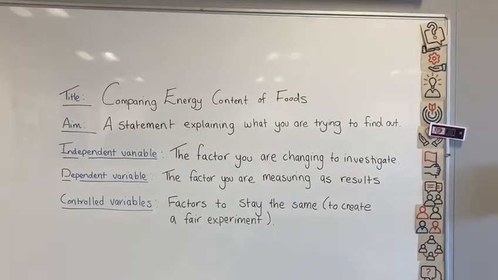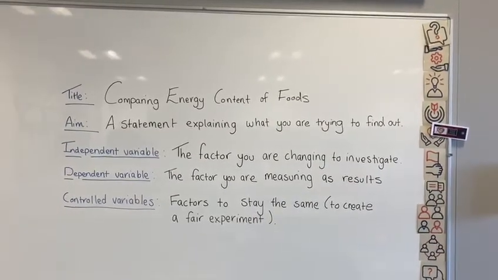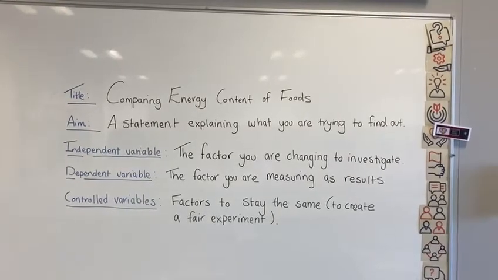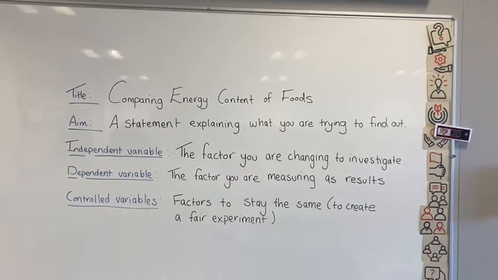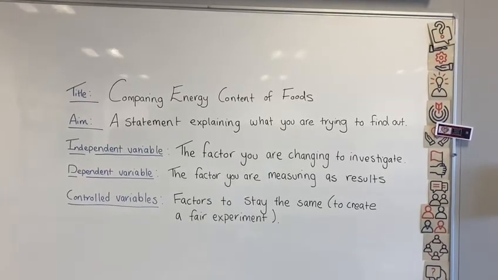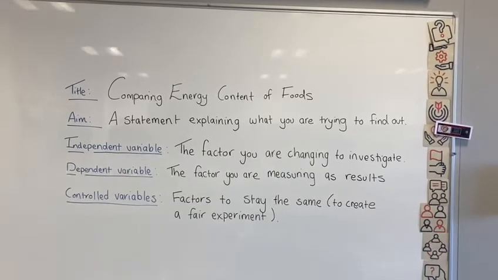An independent variable is a factor that you are changing during the investigation. The dependent variable is the factor that you are going to measure as your set of results, and controlled variables are all factors that must stay the same to create a fair investigation.